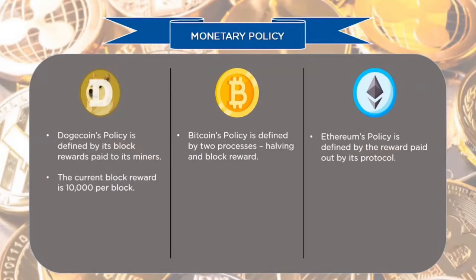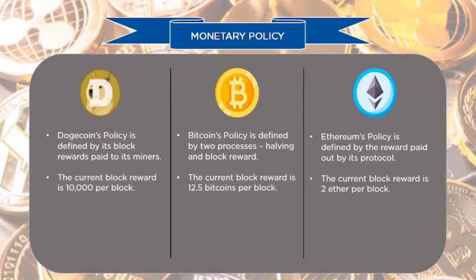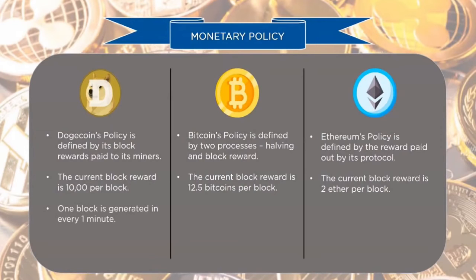Dogecoin's block reward is 10,000 for mining one block. Bitcoin's block reward is 12.5 for mining each block, which is set to get reduced to 6.25 by 2024. And Ethereum's block reward is 2 Ether per block. Dogecoin takes 1 minute to generate one block. Bitcoin takes 10 minutes to generate one block. And Ethereum generates one block every 14 seconds. Well, monetary policies are considered to be fixed and non-inflationary.